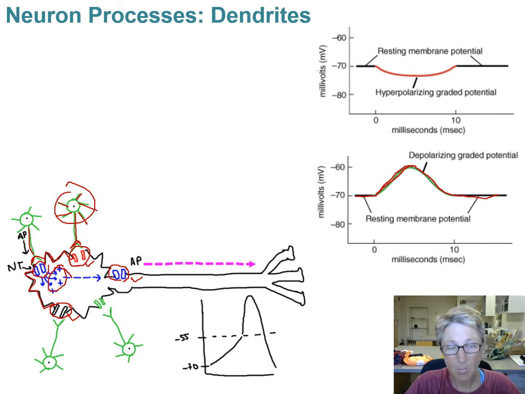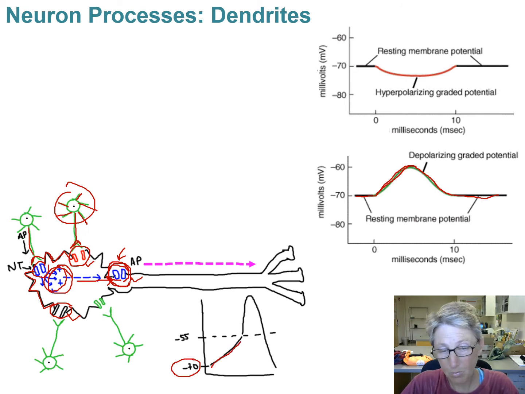If enough of these positive charges build up, enough of these ligand-gated channels are open, and positive charges come in and travel over to the axon hillock, they can activate these voltage-gated, so not ligand-gated but voltage-gated, sodium channels, and then sodium can rush in as usual and you form an action potential. And then here's a graph of an action potential. So the resting membrane potential is here.